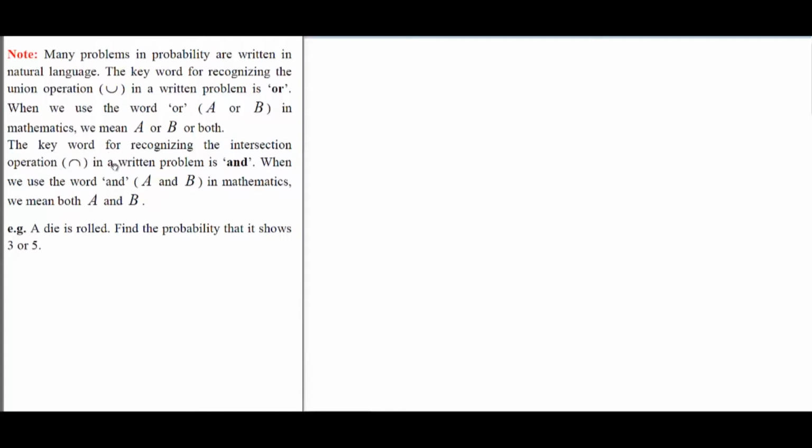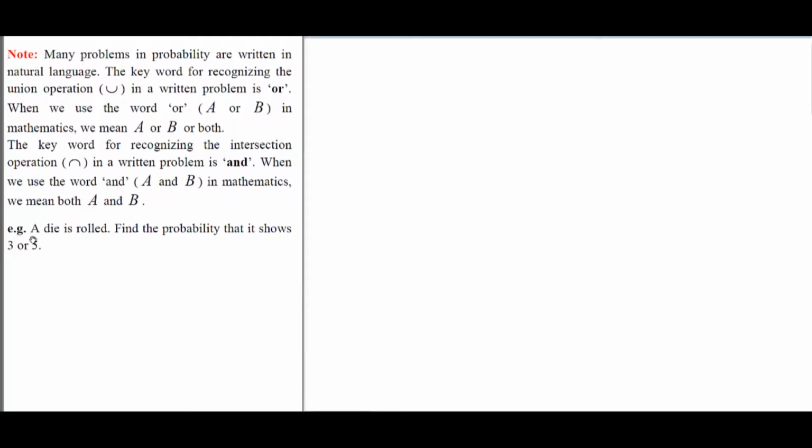But the keyword for the intersection operation is "and". It means that when the written problem says the event A and B, it means the intersection of A and B. It means the elements which are in both, which are common in A and B, both of them.